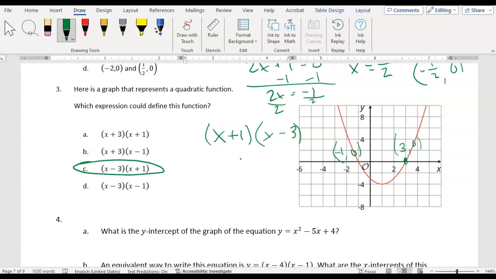You may also want to consider that this has a y-intercept of, it looks like, negative 3. And if we were to put this into standard form, we would get x squared minus 3x plus 1x minus 3. You can see here that the constant is negative 3, and so that also aligns with our y-intercept.